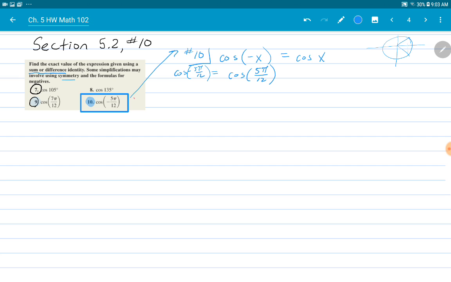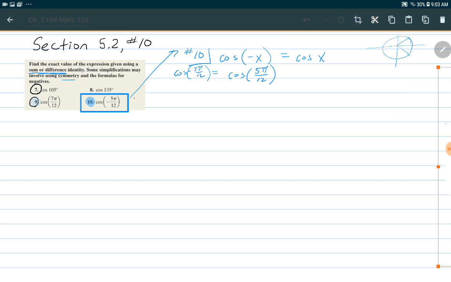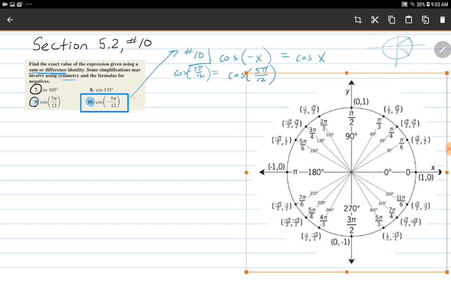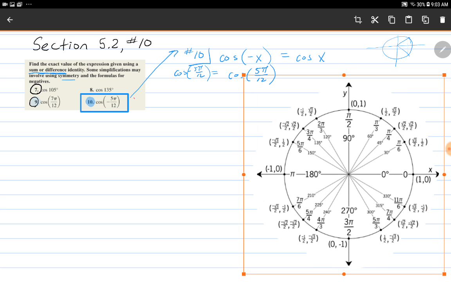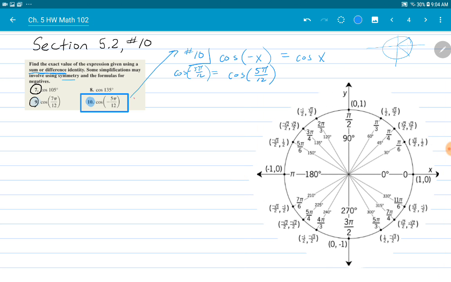But that's not a standard angle on my unit circle, so I need to do a little math, and my hint here was to use a sum or difference identity. If I pull out my unit circle, with 12 in the denominator, it would be much easier to see what adds up to 5 pi over 12 if everything had 12 in the denominator. And everything can, because the unit circle is really split into 12 pieces all the way around. But each pi is split into 6.